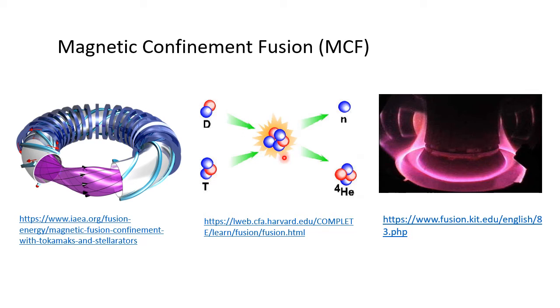Magnetic confinement fusion is a mechanism of generating thermonuclear fusion power and confining it in the form of a plasma using magnetic fields. As you can see here in the middle, the plasma is formed by combining deuterium and tritium atoms to form helium atoms. The loss of mass is converted to energy according to Einstein's equation, which is energy equals mass times the square of the speed of light in vacuum.